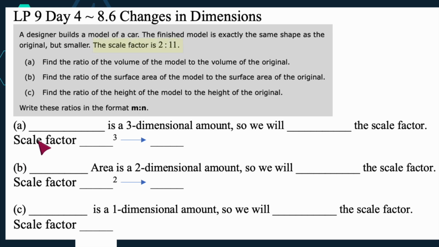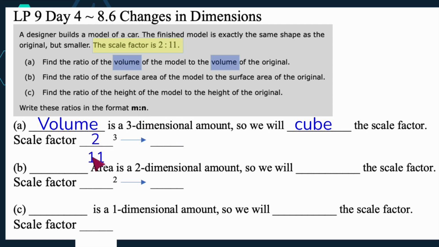So for the first part, we know what the main scale factor is. It's 2 to 11. That's the scale factor of basic lengths, widths, heights, things like that, perimeter, if they asked you for something like that. If we want to know volume, we're going to take that scale factor, and volume is a three-dimensional measurement, so we are going to cube it for volume. Remember, because it's three-dimensional, we're going to cube it.